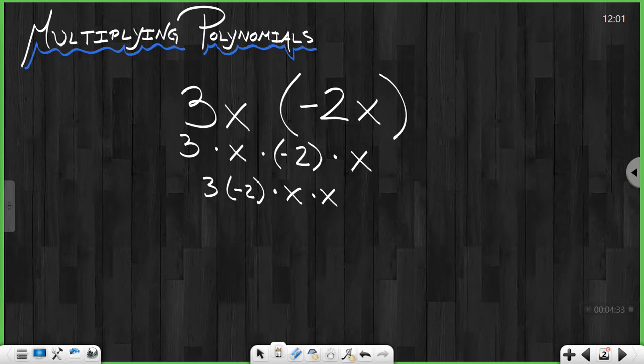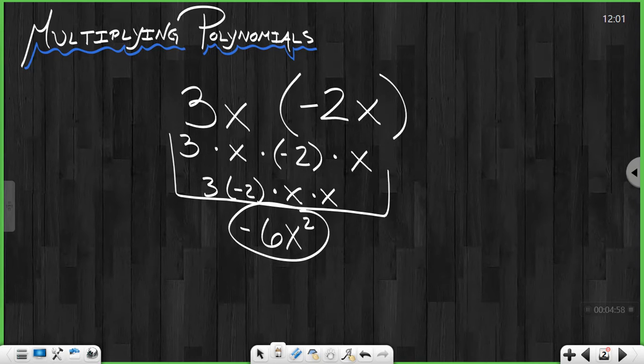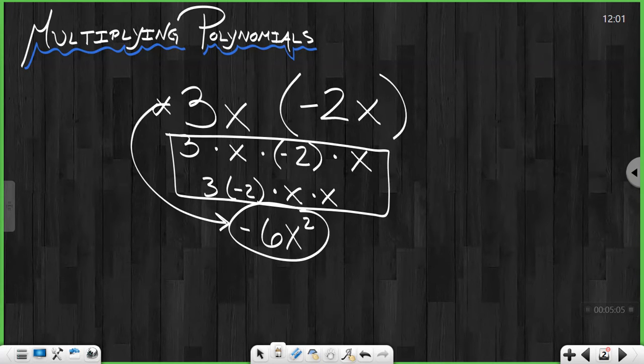So I could rewrite this as 3 times negative 2 times x times x. And if I do my numbers times numbers, 3 times negative 2 is? Negative 6. And x times x is? x squared. So when I look at the original, when I have 3x times negative 2x, I just do numbers times numbers. 3 times negative 2 is negative 6. x times x is x squared. I do not expect you to show this whole piece of it. This is just why it works. I expect you to go straight from here down to here. Any questions about that?